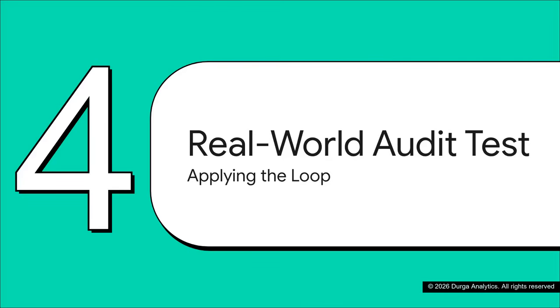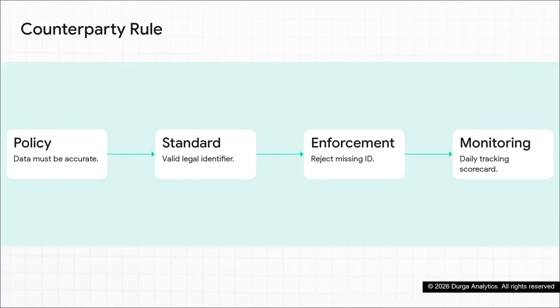Section 4, the real-world audit test. Let's pull this out of the theoretical realm for a second. Imagine you're working at a huge bank dealing with counterparty data, and the auditors just walked in. Here's how a single rule flows through the full loop. Step 1, policy. Critical data must be accurate. Step 2, standard. Counterparty records must have a valid non-null ID. Step 3, enforcement. We build a validation control that straight up rejects records with a missing ID at entry. Step 4, monitoring. We run a daily scorecard tracking the percentage of valid IDs. And Step 5, review. When a new identifier scheme drops in the industry, we update our standard, and the loop repeats.